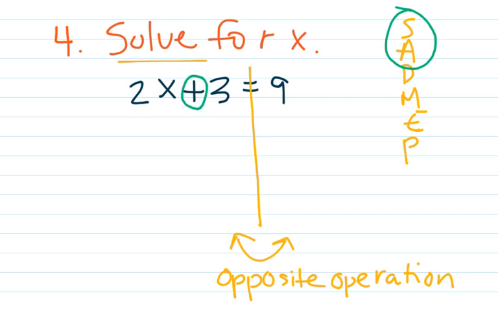So if I look after the addition, I see that we had 3. So our opposite operation is subtracting. And of course you're showing that you're doing it on both sides. It's an equation, so it's nice to be equal, all right? So if we subtract 3, we get a new value of 6 and 2x.